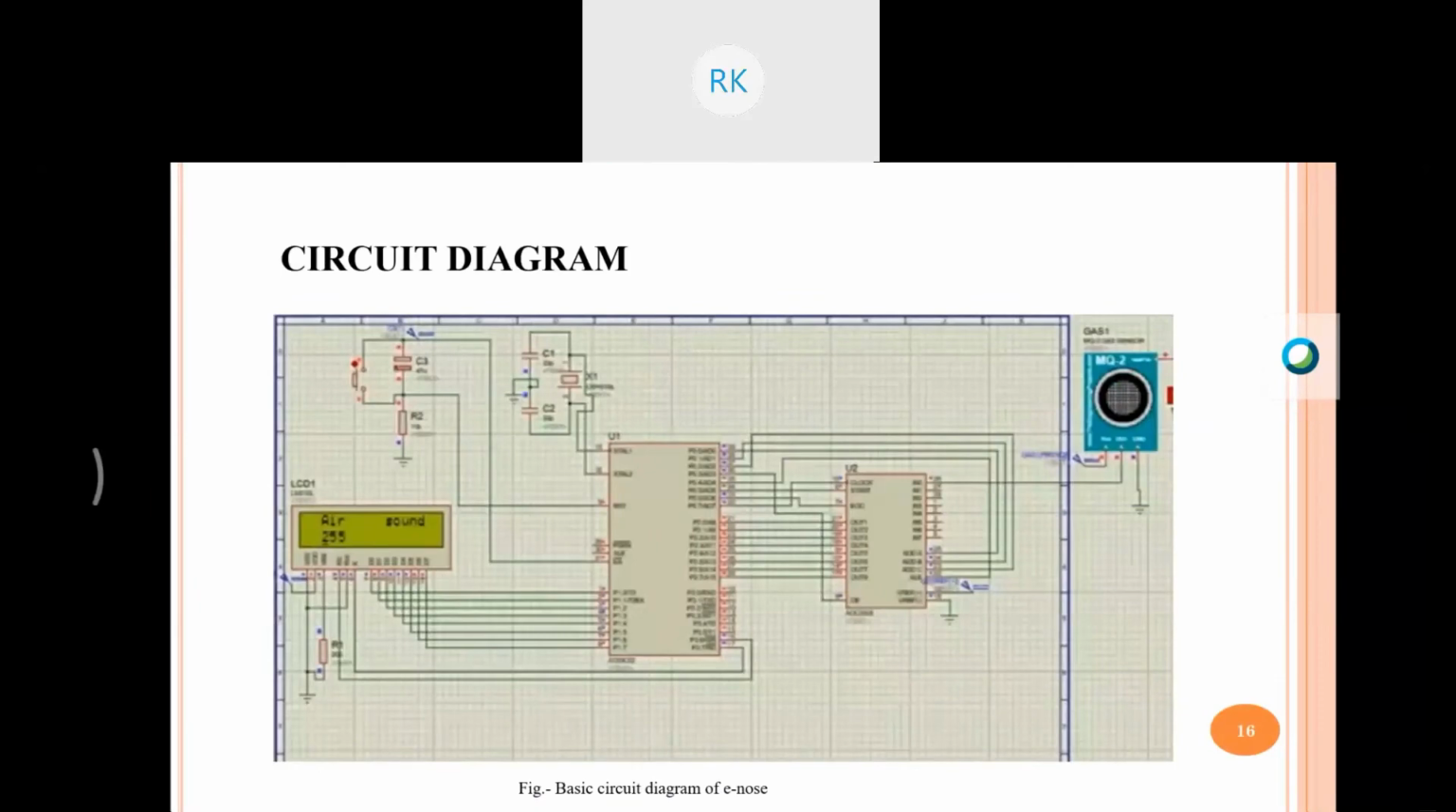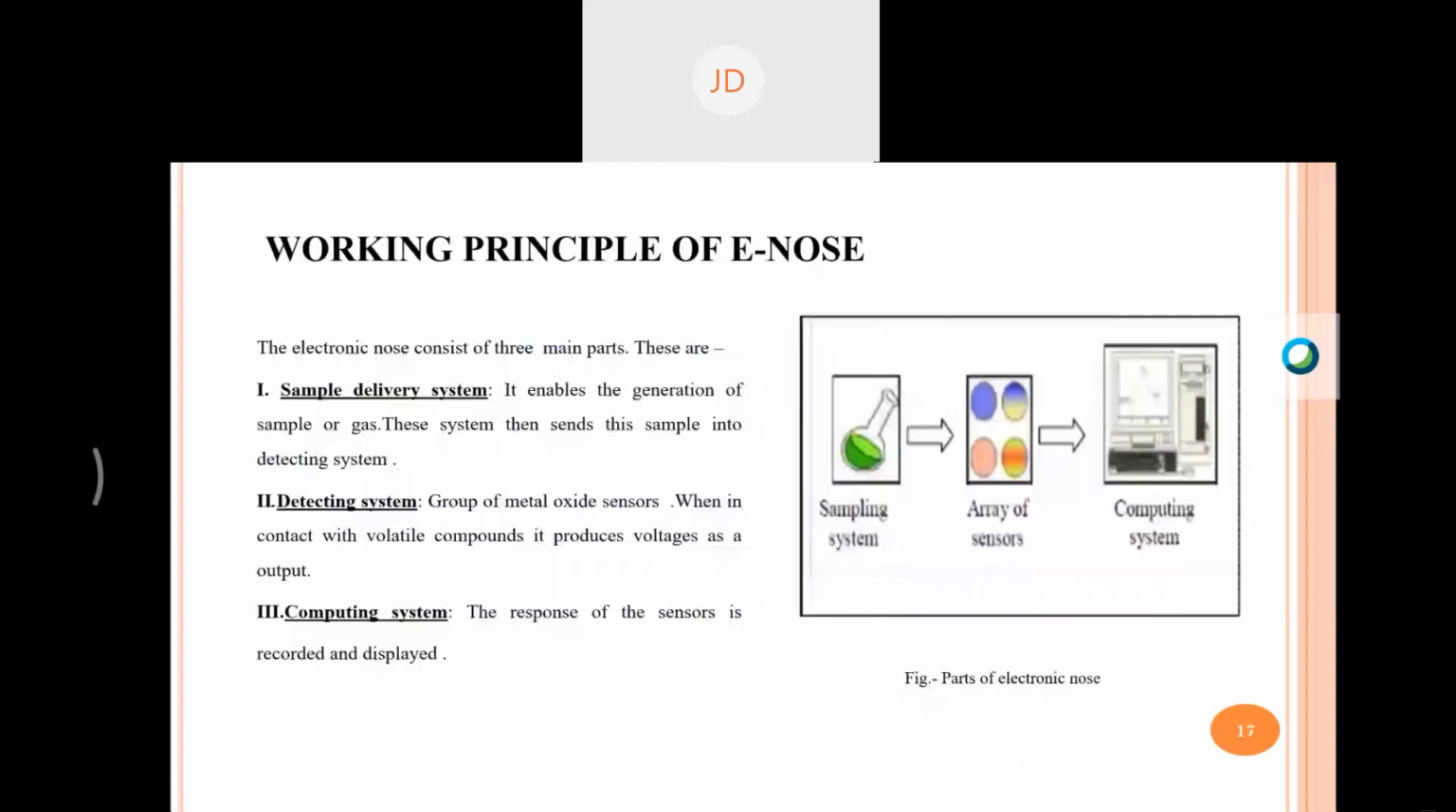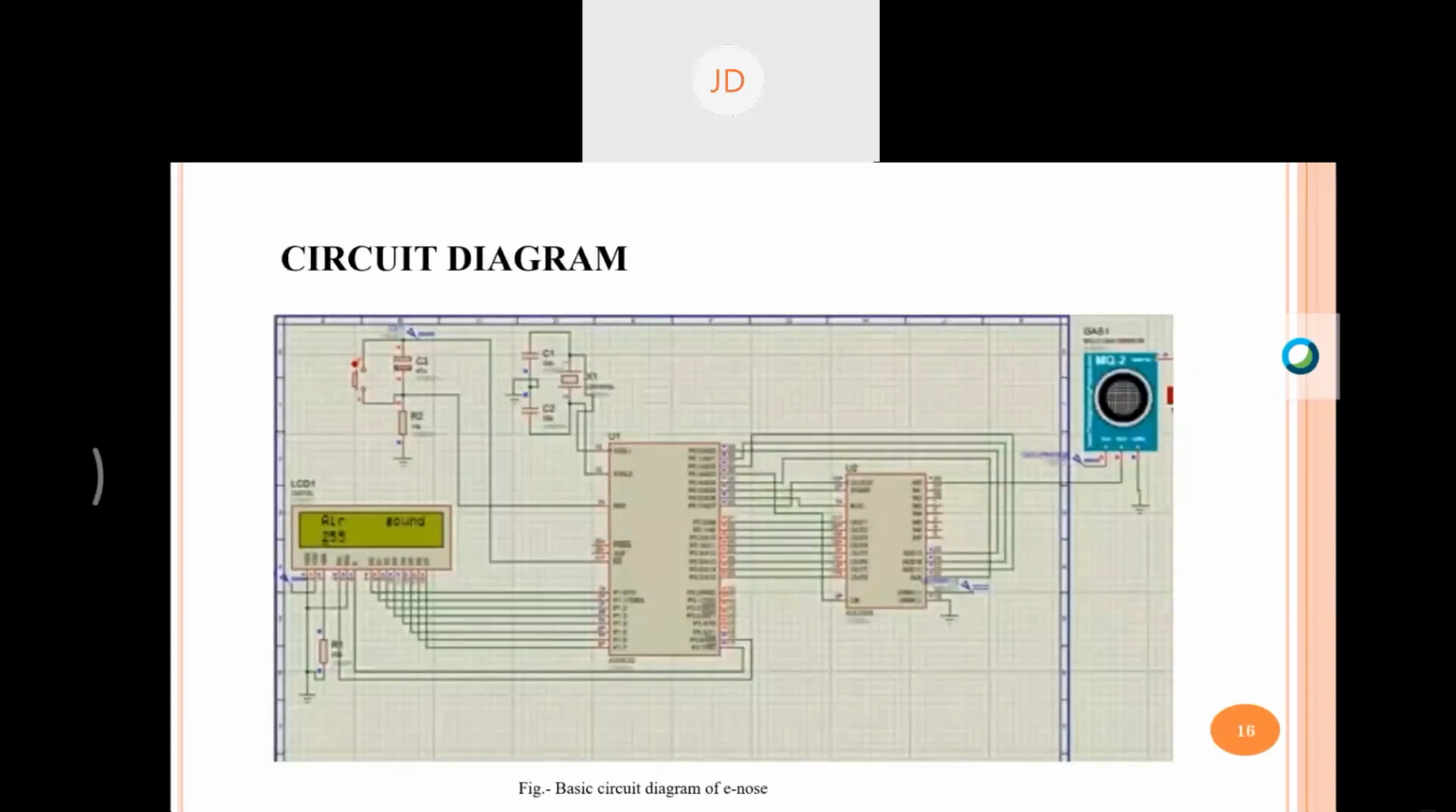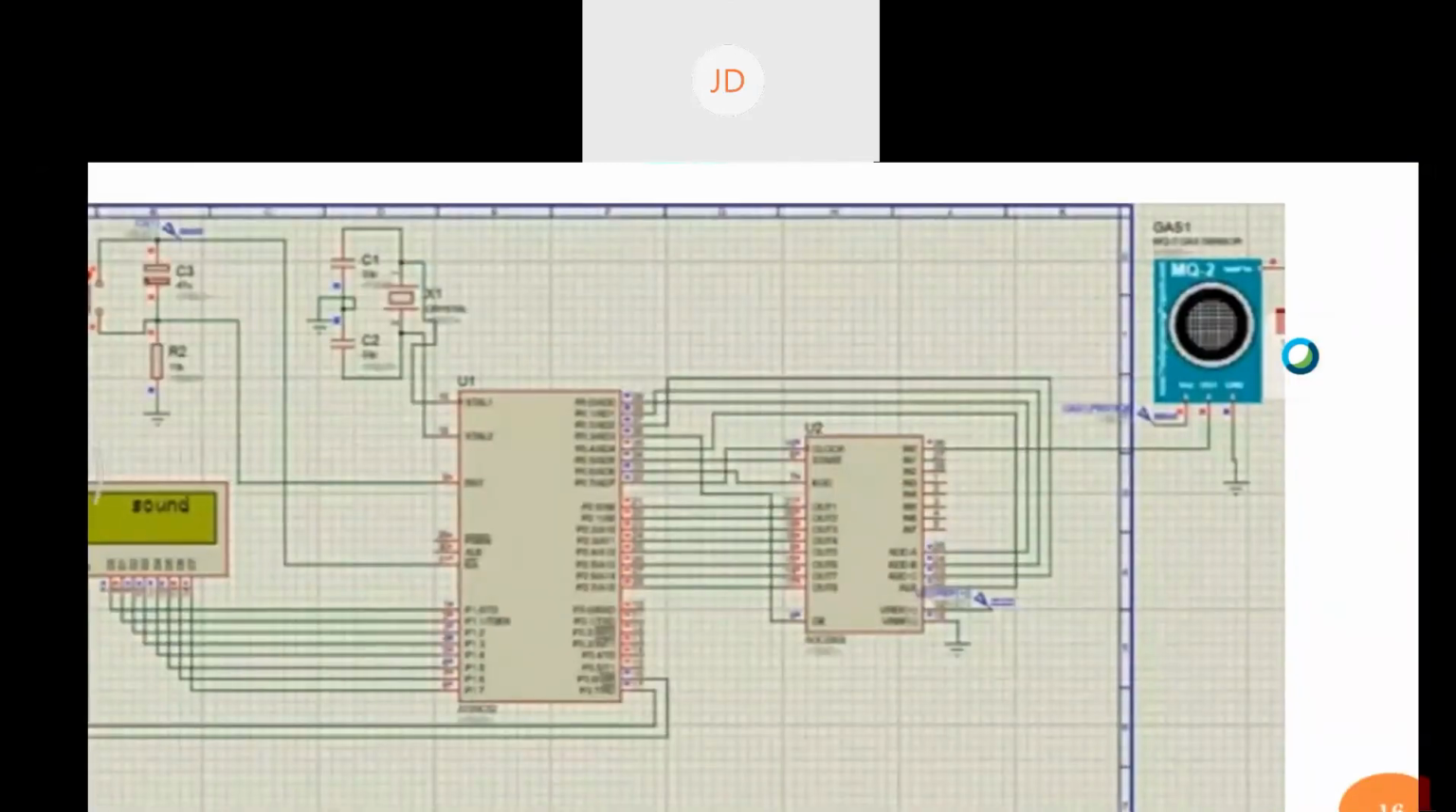So basically, the gas sensor module has 6 terminals. Among the six terminals, 2 terminals are for the heating of the coil. Then the other four terminals are VCC, that is the power supply, then ground, then digital output and analog output.